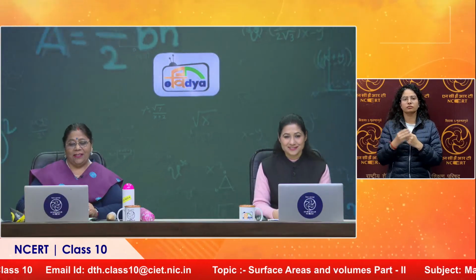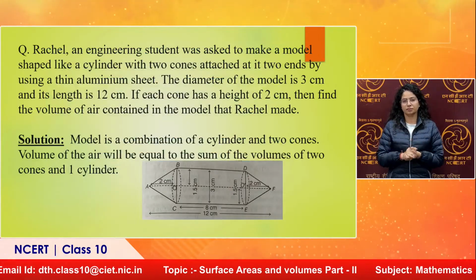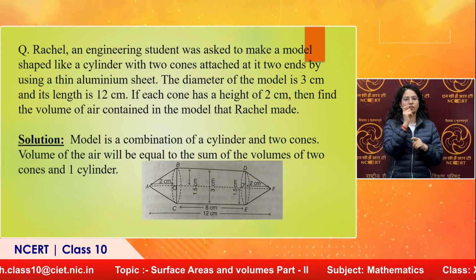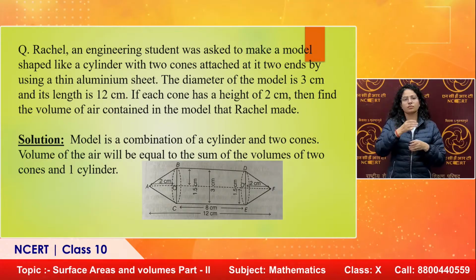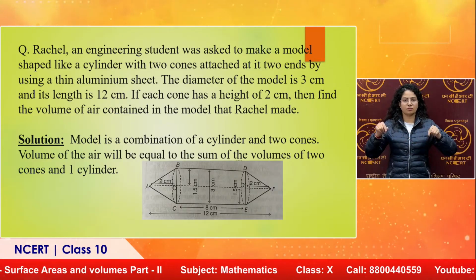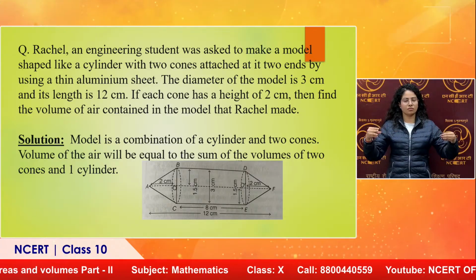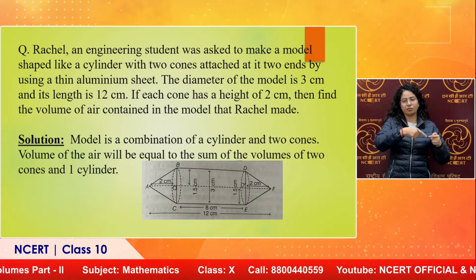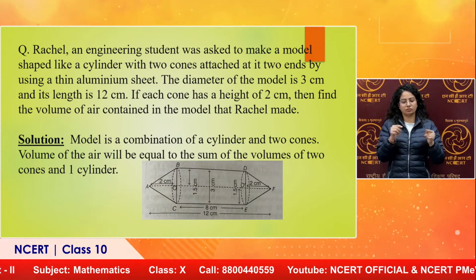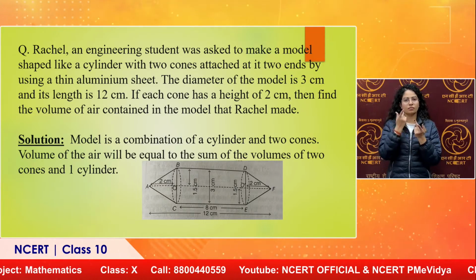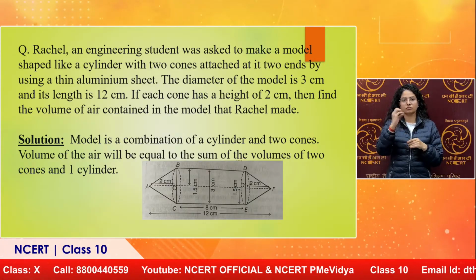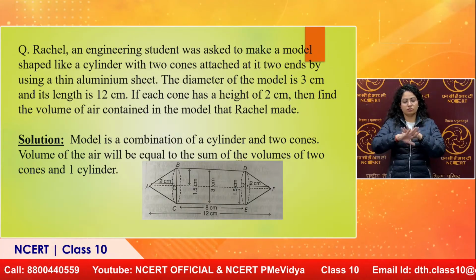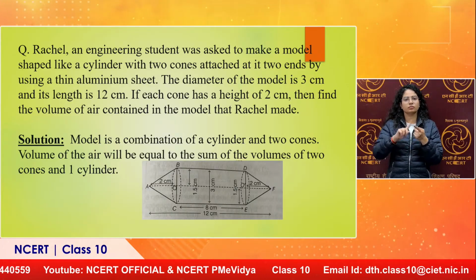Now, let us look into another question which is very interesting. Rachel, an engineering student, was asked to make a model shaped like a cylinder with two cones attached at its two ends by using a thin aluminum sheet. The diameter of the model is 3 centimeters and its length is 12 centimeters. If each cone has a height of 2 centimeters, then find the volume of air contained in the model that Rachel made. Okay. The question appears to be a little big, but children should not be scared of it.